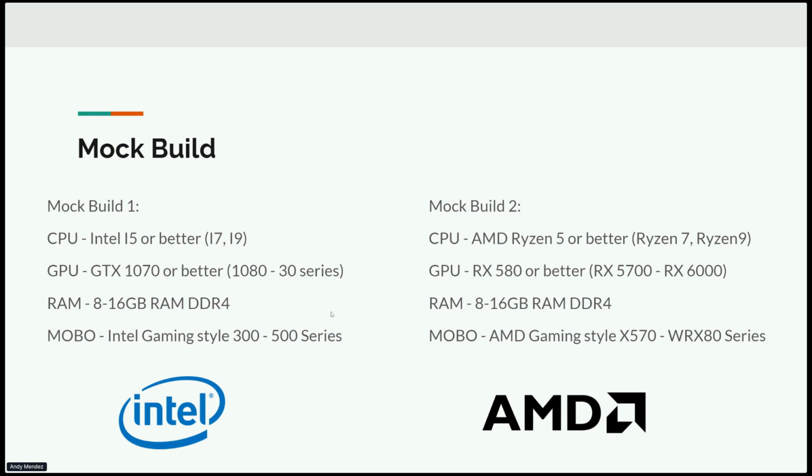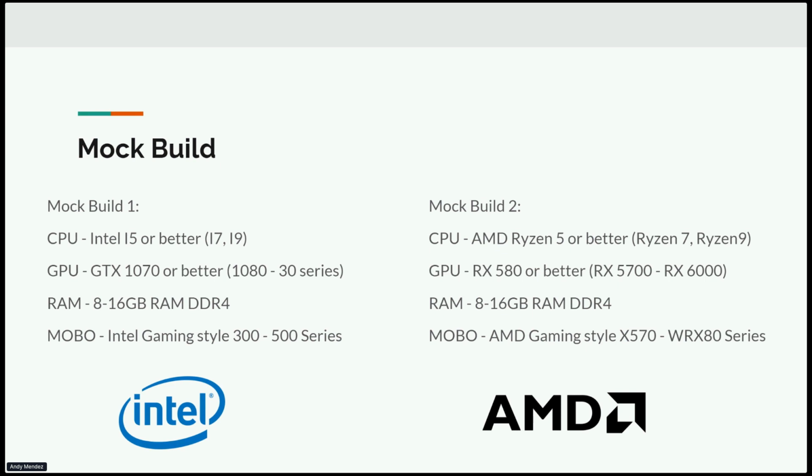And then your motherboard, Intel gaming style, I would start from the 300 series up to the 500 series. That's me personally. You could probably get away with going a little bit older on the series. And then the AMD side of it as well, your CPU is going to be equivalent with the i5, AMD Ryzen 5 or better. So just like i7, i9, your Ryzen 7, Ryzen 9.